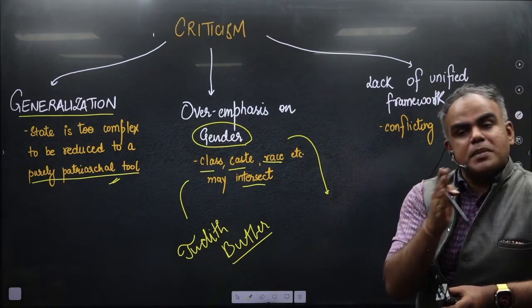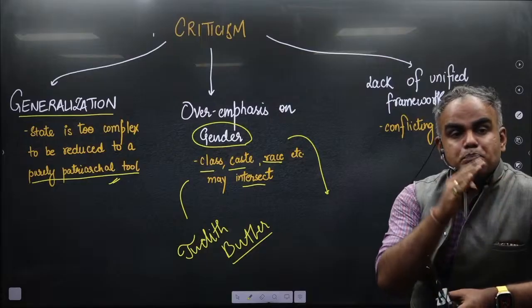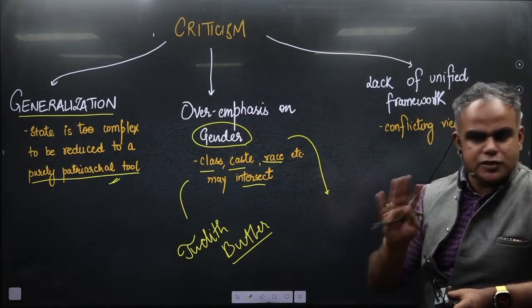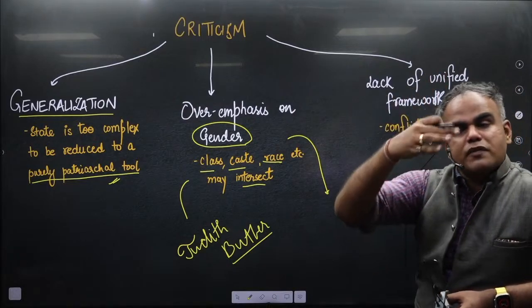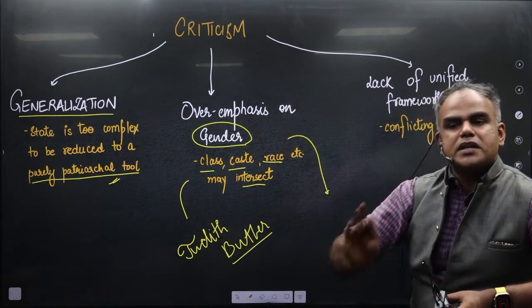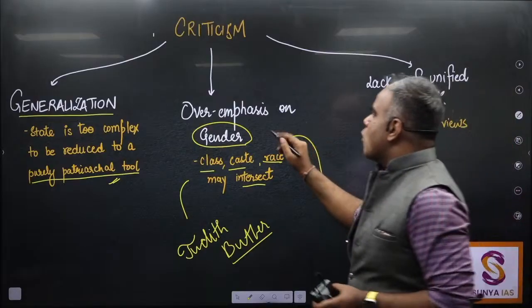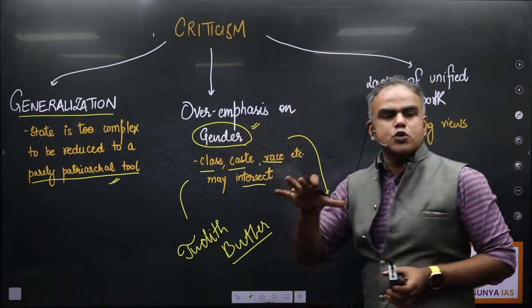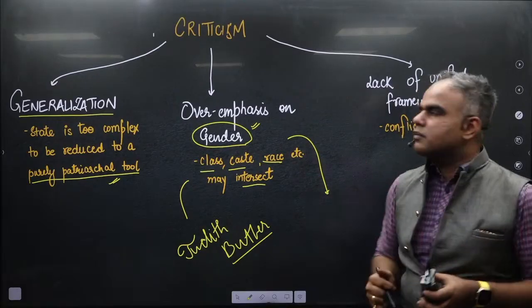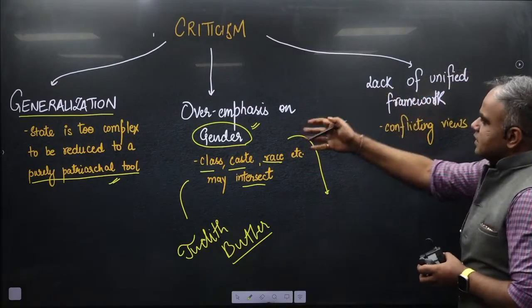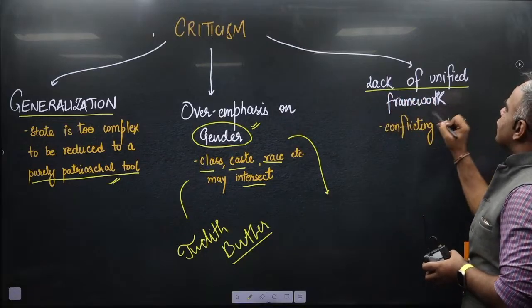Because see, black feminism is different. Post-colonial feminism will be different, yes or no? Whereas the European will be different. Even in European, you would have the Marxist and the liberal, they are also different. So here, overemphasis on gender can actually dilute the concerns of different classes. That's all, and different types. That is one. Second, same point if I say, there is a lack of unified framework.